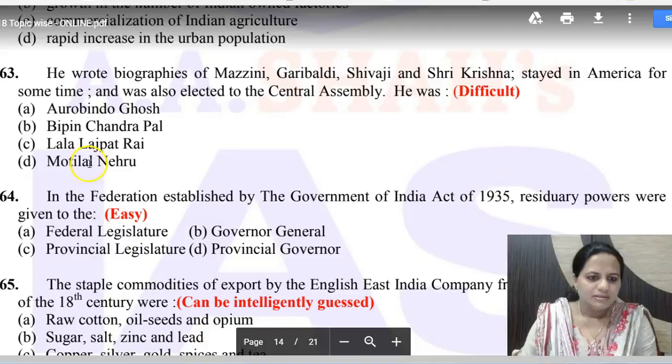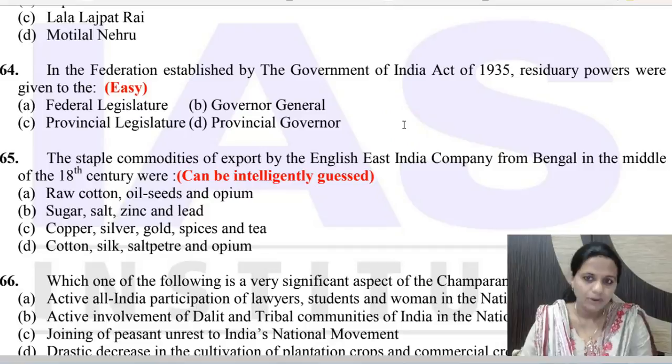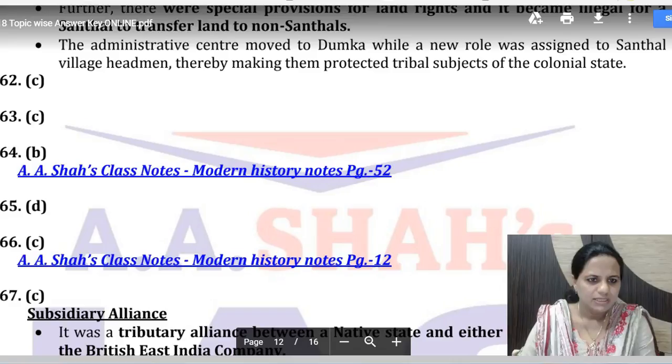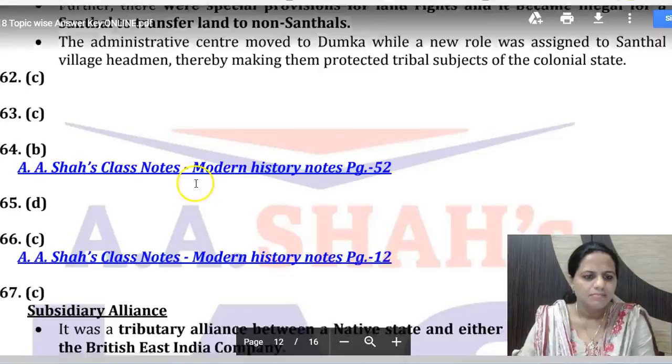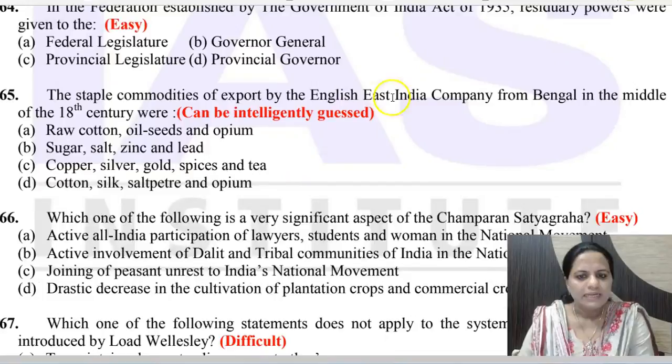Then next is, in the federation established by the Government of India Act 1935, residuary powers were given to... So the Government of India Act 1935 is a very important act. It is one of the major sources for the Constitution of India too. So residuary powers here were given to the Governor General. So this is also an easy question. Answer is B.